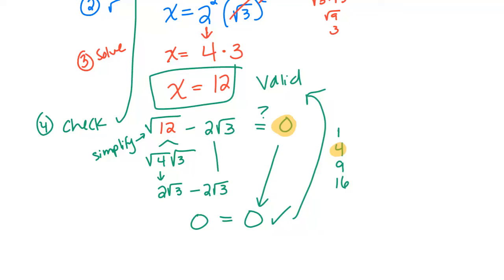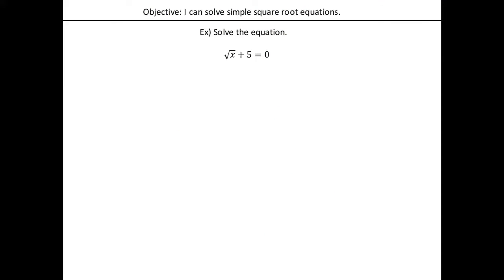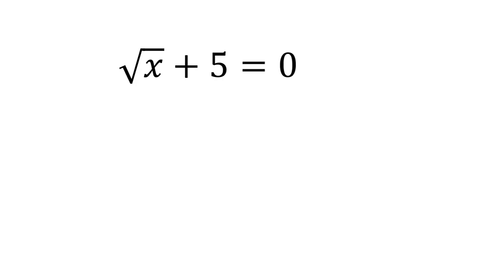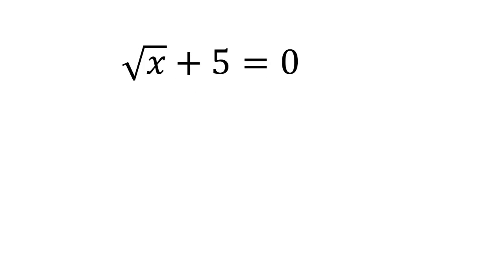All right, so we're going to do another example, but I still see some of you guys copying this down. Our next example should be in your second box now. You should be in your second box now for this example. So go ahead and copy this. We got square root of x plus 5 equals 0.